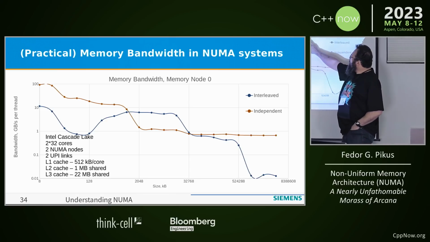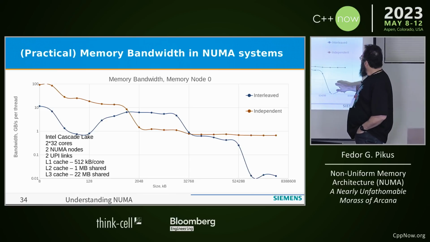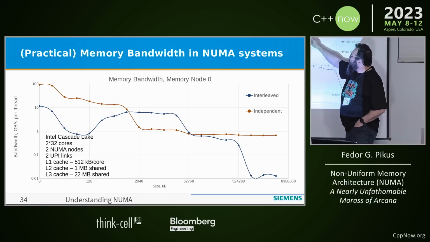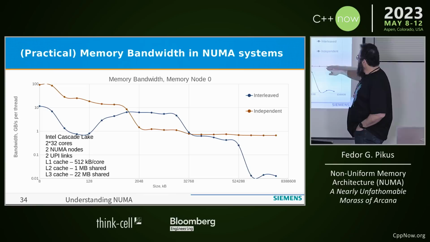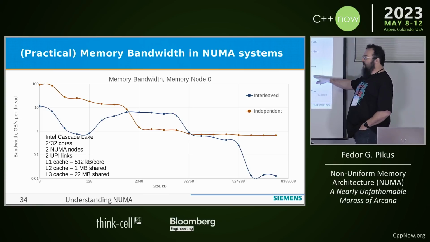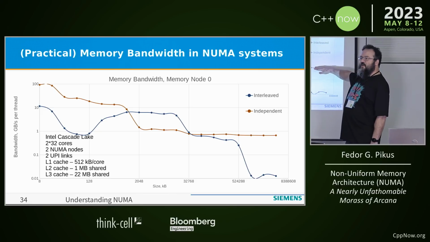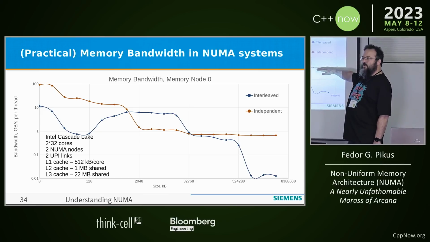Sorry, the title is wrong. This is cross node, independent and interleaved. So independent, on the Skylake system, you saw for one thread, it's losing half the bandwidth when it goes cross node compared to in node.